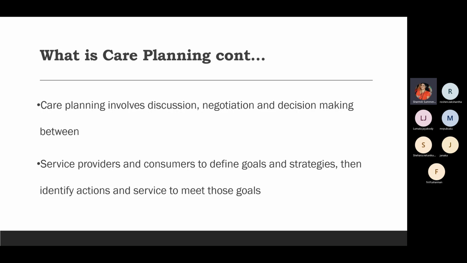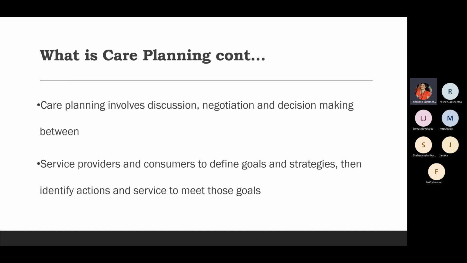So it is a kind of group activity, right? In that group activity, we are going to involve different disciplinary persons and the patient and the family members. Service providers and consumers define goals and strategies, then identify the actions and services to meet those goals. Service providers and the consumers means the healthcare providers and the patients, right? Both of them need to define goals and strategies, right? So they need to plan.